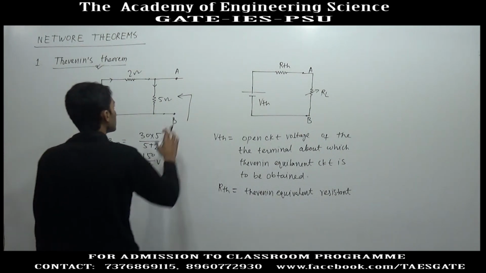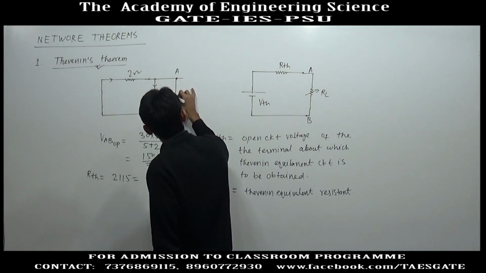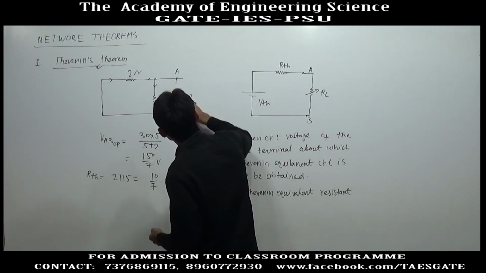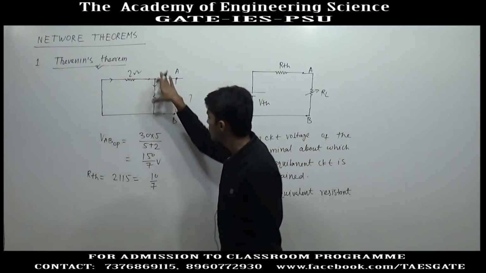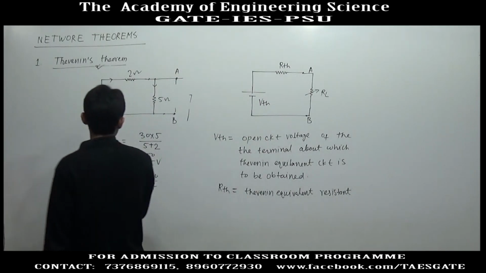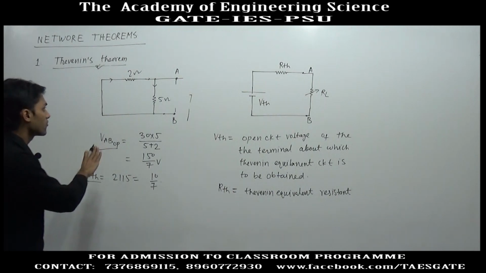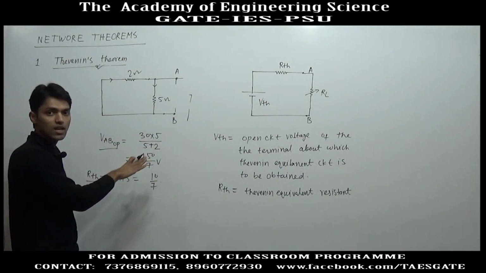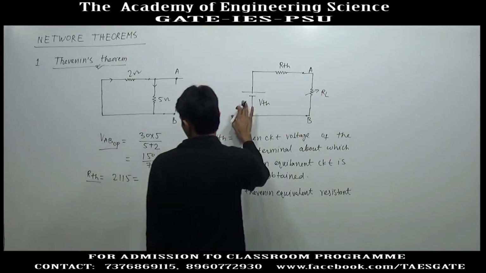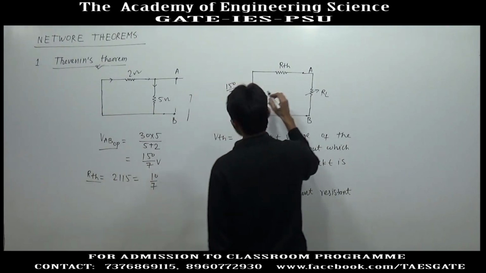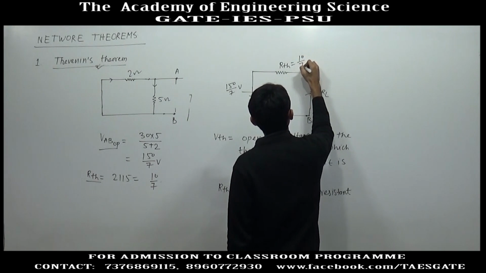Now if you are changing only the load resistance, the remaining part of the circuit will always be the same. So VAB open circuited and RTH are always the same. Once you have calculated them, you don't have to calculate them again and again. So VTH is 150 divided by 7 volt and RTH is equal to 10 divided by 7 ohm.